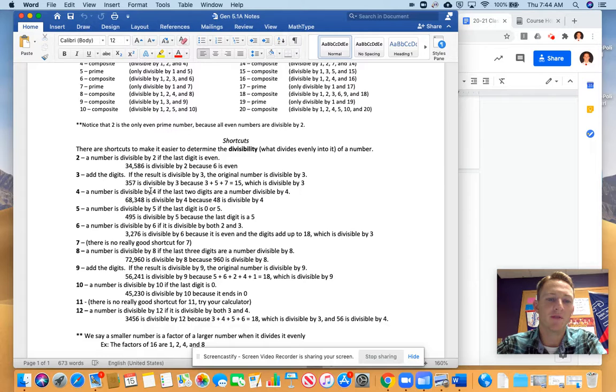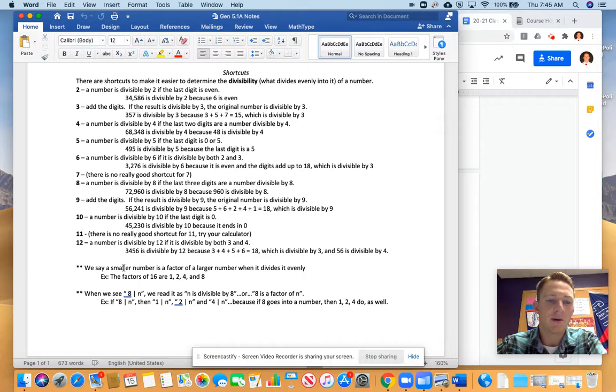A number is divisible by 4 if the last two digits of the number are divisible by 4. So even though we have this great big number right here, we're only going to look at the last two digits, 48. 48 is divisible by 4, so the whole thing is divisible by 4. The rest just summarizes the numbers 2 through 12. So if you're trying to find out if some really big number is divisible by one of these numbers, this is your key. This is your shortcut.